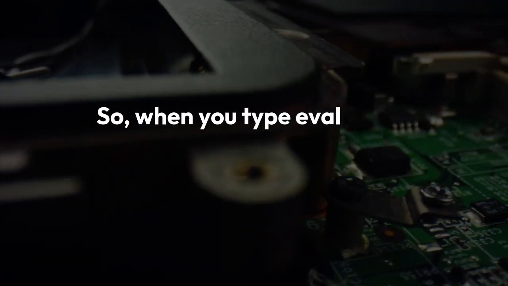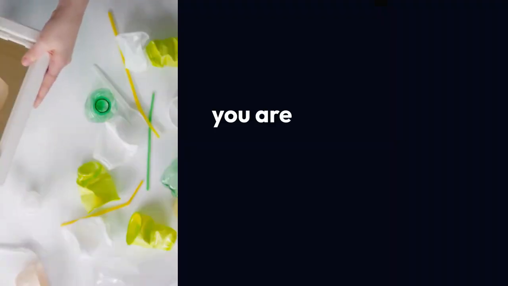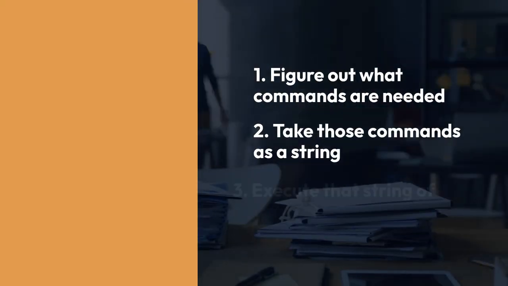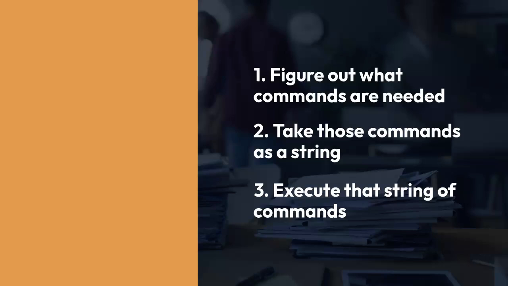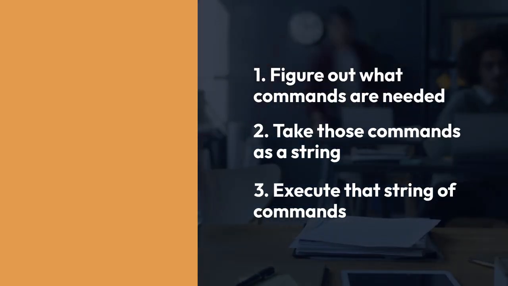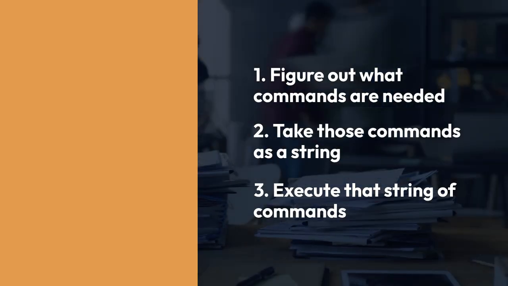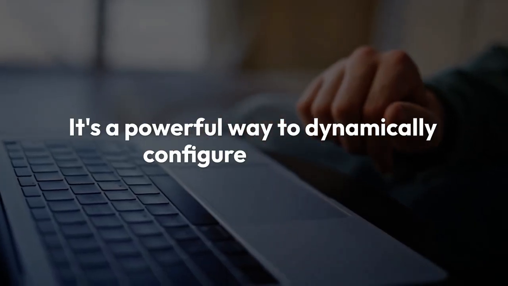So, when you type eval $(/opt/homebrew/bin/brew shellenv), you are telling your shell to: 1. Figure out what environment setup commands Homebrew needs by running brew shellenv. 2. Take those commands as a string. 3. Execute that string of commands directly within your current shell to update your environment. It's a powerful way to dynamically configure your shell.